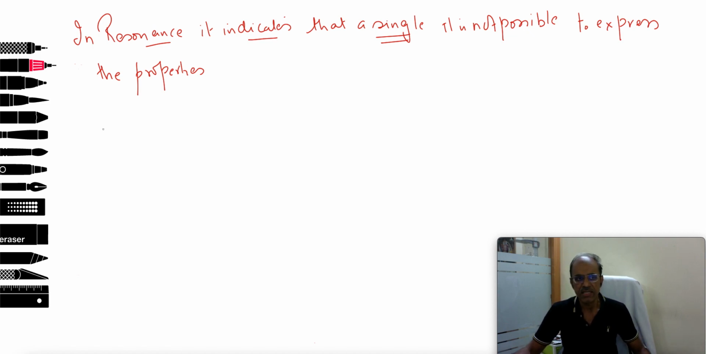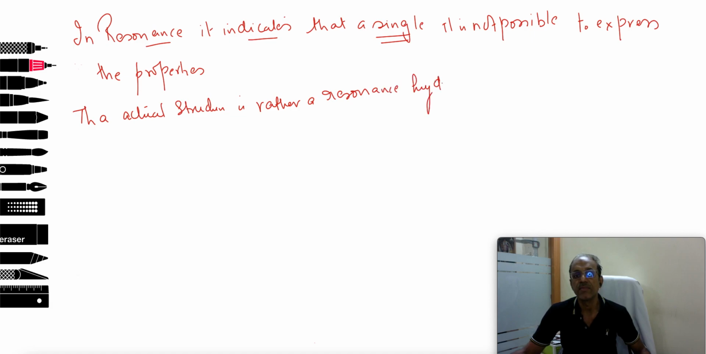So you can say the resonating structures are not actual structures, but rather the actual structure is a resonance hybrid of different resonating structures.